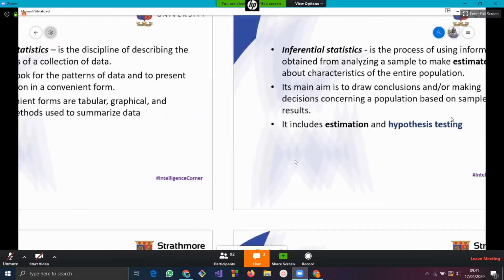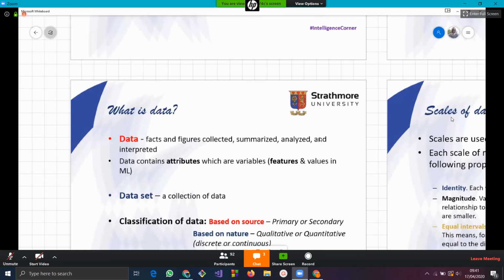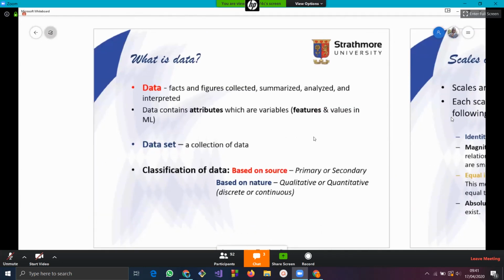Okay, fine. So very fast, what is data in statistics? Because it's the science of data. Data are facts and figures, of course. Then data contains attributes. These attributes, you're going to call them features in AI. Then you can have a group of data that is now called a data set. It's a collection of data.